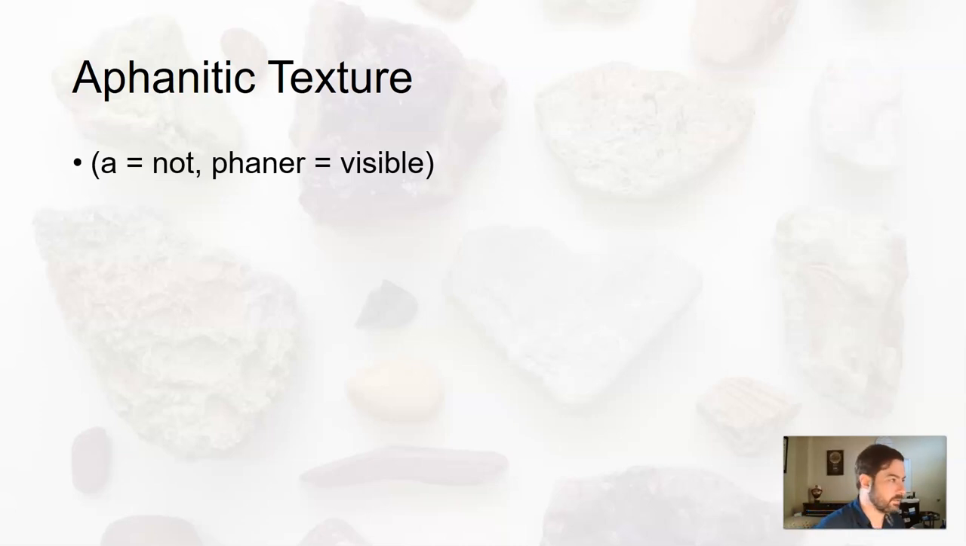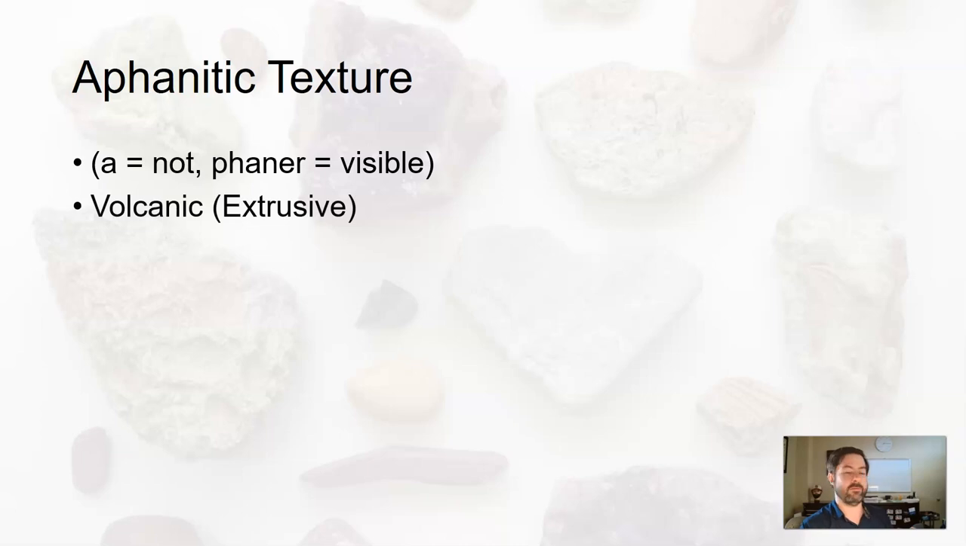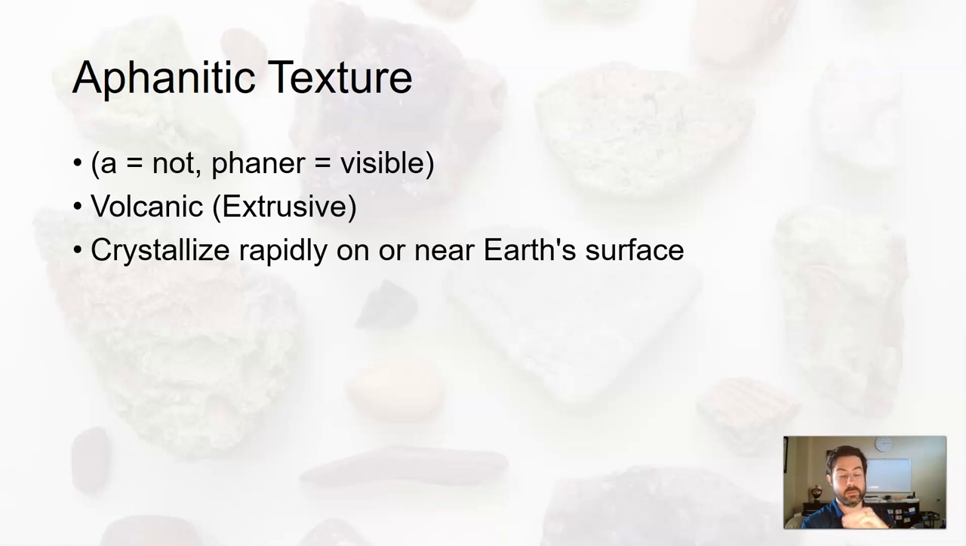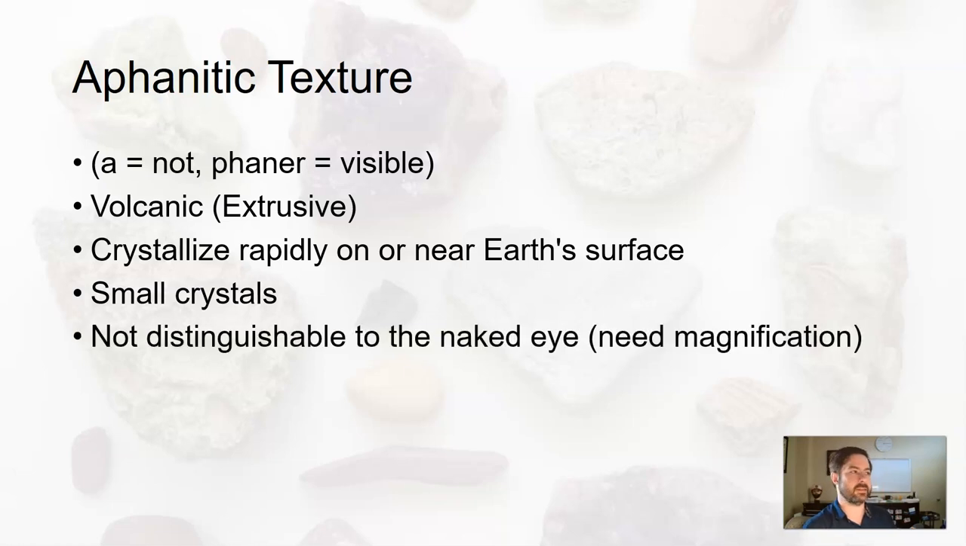Kind of some Latin roots in there. So a meaning not, phaner meaning visible. So these are igneous rocks that have a texture where I cannot see the crystal grains with my naked eye. They're there and I can see them microscopically, but with my naked eye it's not visible. These are volcanic in nature, or extrusive. They cooled very rapidly on the Earth's surface, so they only formed very small crystals that I can't see with my naked eye. Under a microscope I could. So you need some sort of magnification, since the crystals are not visible with the naked eye.